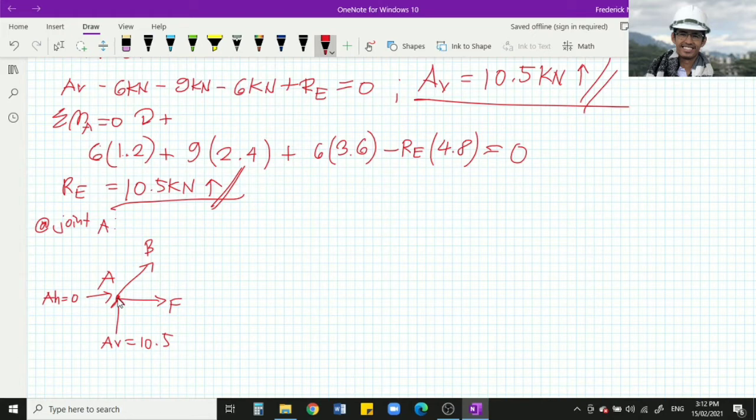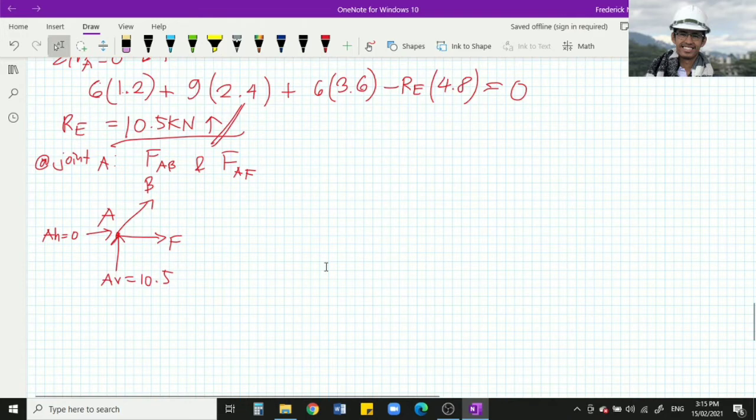Okay? So we have two unknowns here. So dapat possible dapat kapag nag-isolate tayo ng joint, always na two unknown lang. Okay? So unknown lang is AB and AF. So makukuha natin yung force AB and force AF. So to determine yung forces sa ating AB and AF, summation of forces vertical and summation of forces horizontal is equal to 0 lang tayo dito.